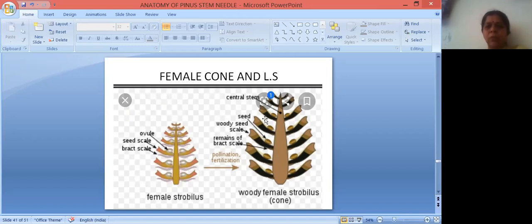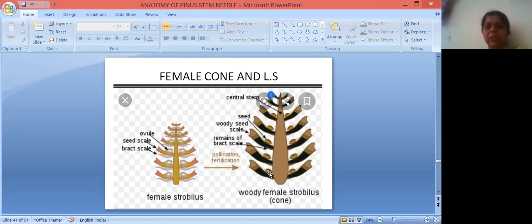This is the complete woody female cone strobilus, which is matured and ready for pollination. This is the central axis. These are elongated triangular megasporophylls. Each megasporophyll is made up of two types of scales. One is the bract scale, which is very thin and membranous, and the other is the large ovuliferous scale, which bears two ovules on its lower or abaxial surface.